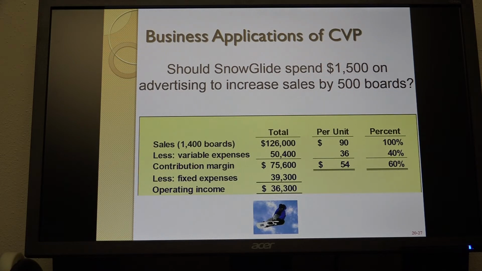So the question here is, should Snowglide spend $1,500 on advertising to increase sales by 500 boards? Well, if they do that, they're assuming that they're not changing any per unit numbers, that they're going to sell at the same price per unit, and that variable expenses will still be $36 per unit. Remember that, that doesn't change within a variable range.